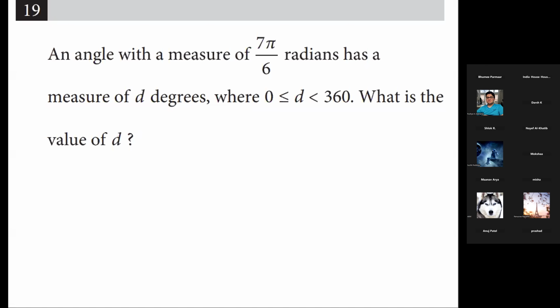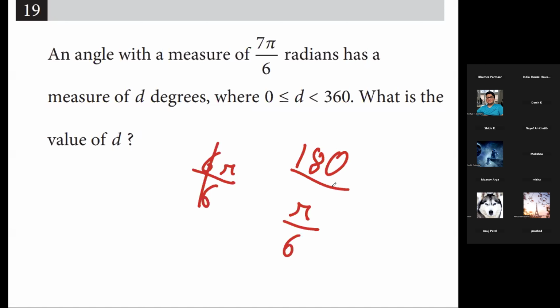Okay, so for question 19, it says an angle with a measure of 7 pi over 6 radians has a measure of d degrees. Well, first off, you could just automatically figure this out if you remember the conversion, but I'm going to explain it in a slightly easier way. If we had 6 pi over 6 radians, this would just be equal to pi radians. Pi radians is 180 degrees because 2 pi is 360. So if pi is 180, then how much would be pi over 6? That would just be 180 divided by 6, which would be 30.